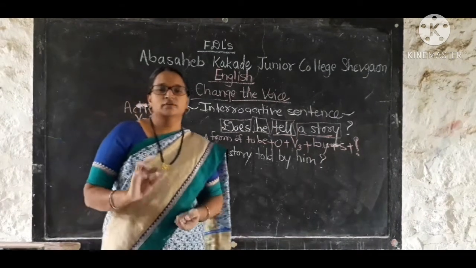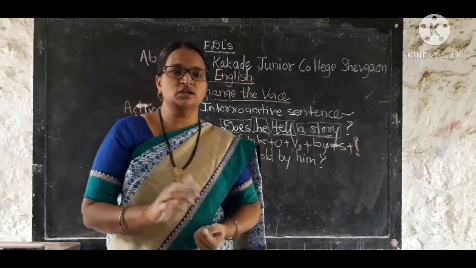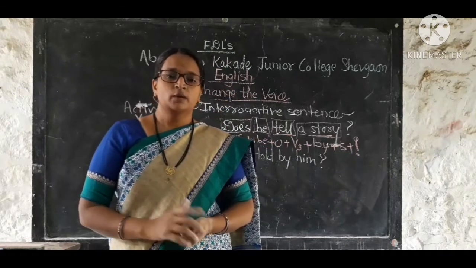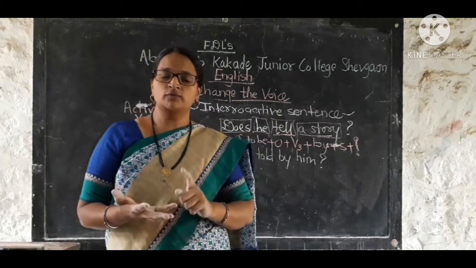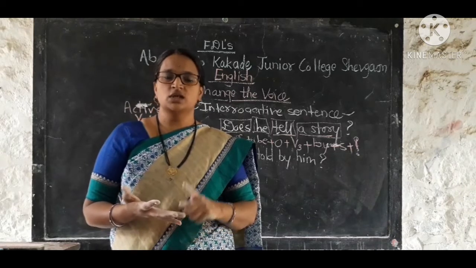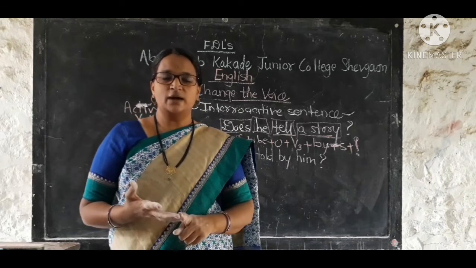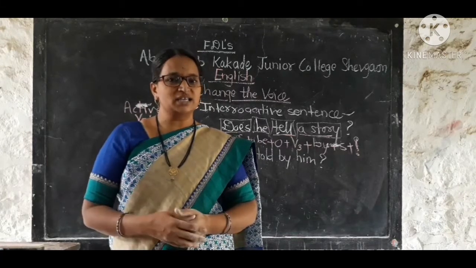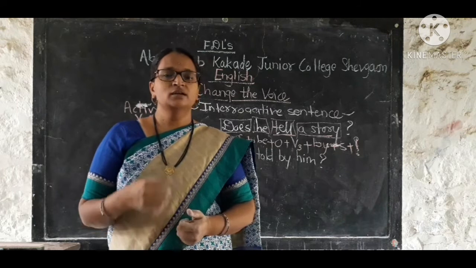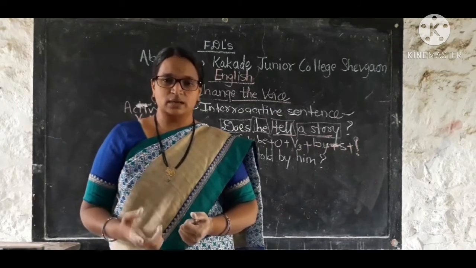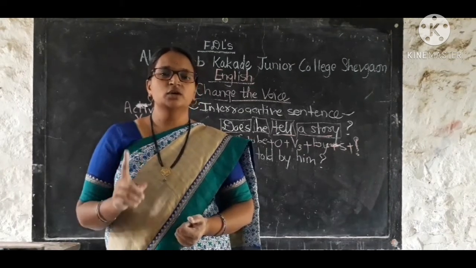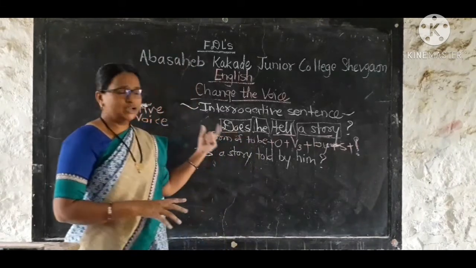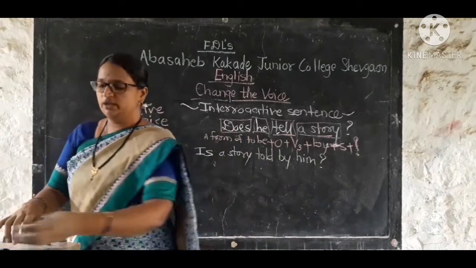So here once again, rules of changing active into passive of the sentence that begins with a helping verb. First we have to use a form of to be. Then we have to use the object from the sentence. After that we have to use the third form of the verb, or we can call it the past participle of the verb. Then by, then subject, and at the end we have to give a question mark. So these are the rules of changing active into passive of an interrogative sentence.